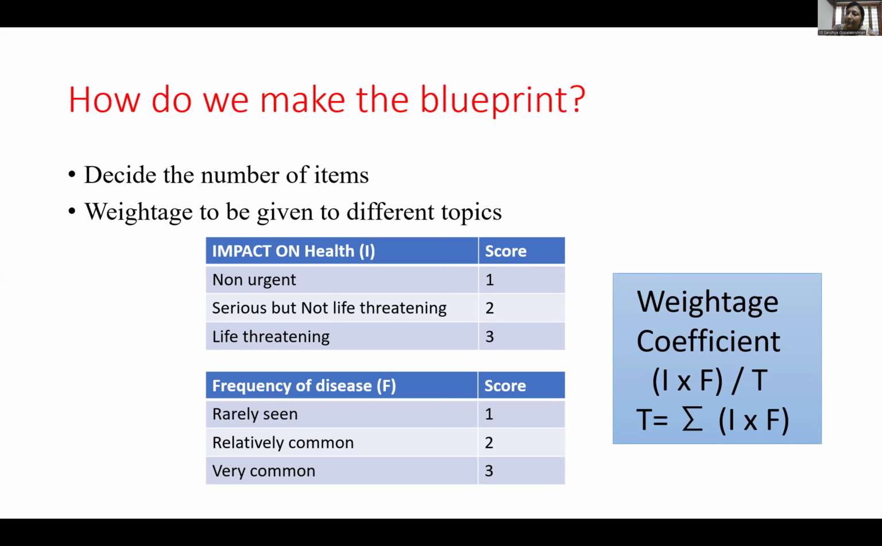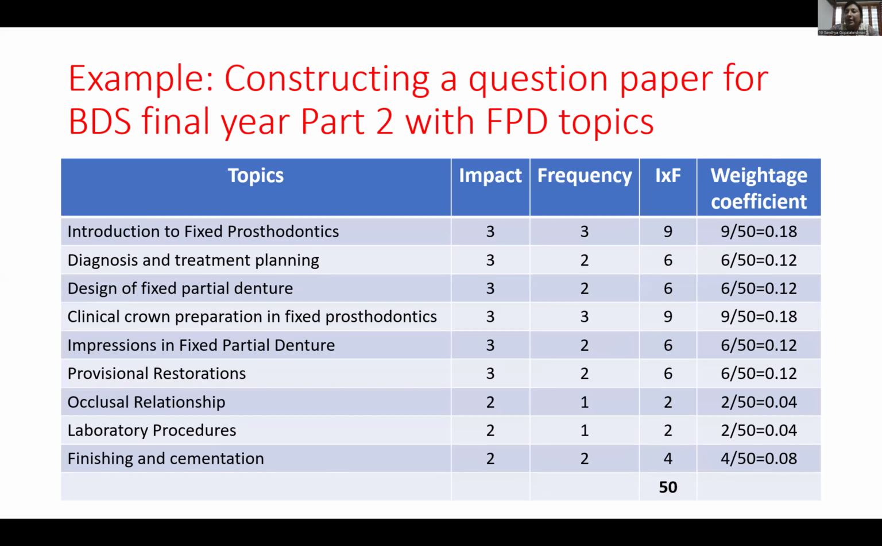We can convert the same into the dental scenario, as importance of the topics. This has already been taken earlier, that is, a score of 1, 2, and 3 is given. So when we take this score, impact and frequency, into our scenario, what we have taken is the example of an FPD topic for final year part 2 students. All the relevant topics have been given under these 9 headings.